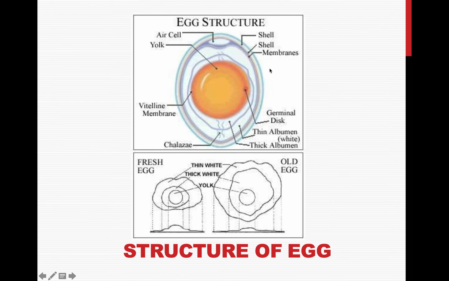So here is a diagram of egg structure. The sac-like structure is called the air cell. This bigger yellow portion is called the yolk. The yolk is surrounded by a thick albumin layer, and after that there is a thin albumin layer. The spot on the yolk indicates the germinal disc.